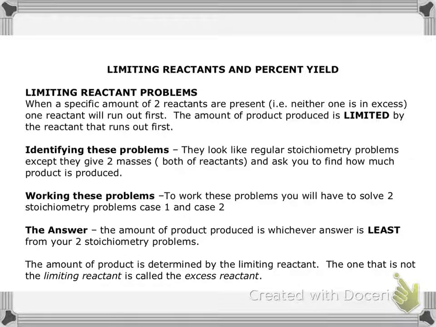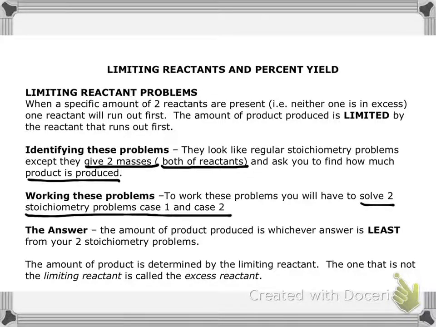You'll know these problems because they're going to look like a regular stoichiometry problem, except in the problem itself you're going to be given two masses, and both of those masses are going to be of reactants in your reaction. And then it's going to ask you to find out how much product is actually created. So that'll be your clue to knowing that it's a limiting reactant problem. You're really going to work these problems exactly the same way that we've worked our other stoichiometry problems, but you're going to have to work two stoichiometry problems, one for each reactant involved.